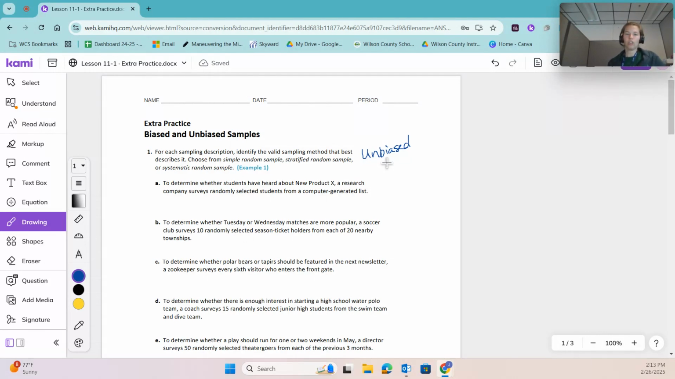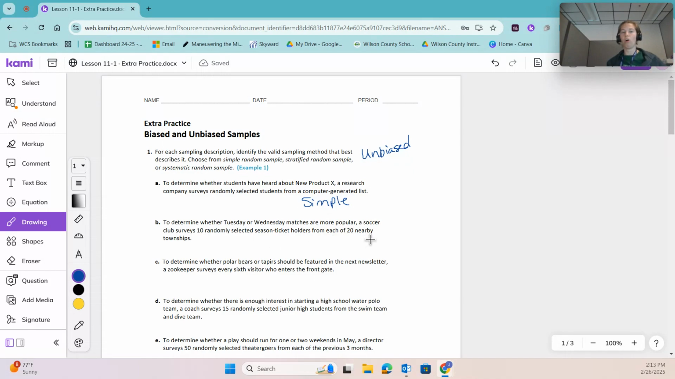So let's take a look at some of these examples and see if we can figure out which one they are. To determine whether students have heard about a new product X, a research company surveys randomly selected students from a computer-generated list. A computer-generated list is a simple random sample. To determine whether Tuesday or Wednesday matches are more popular, a soccer club surveys 10 randomly selected season ticket holders from each of 20 nearby townships.